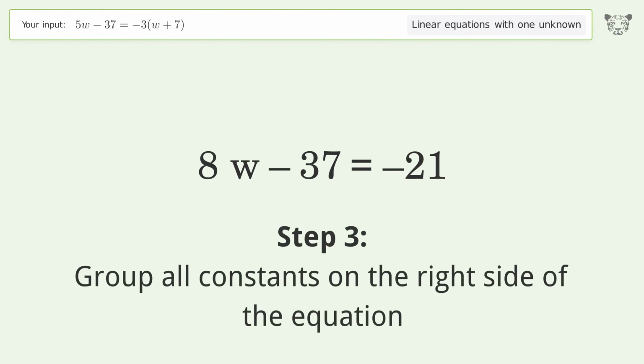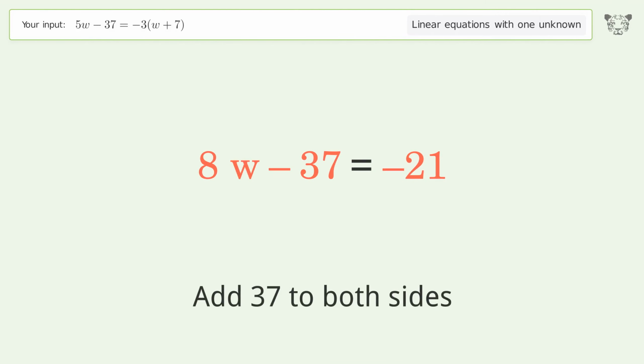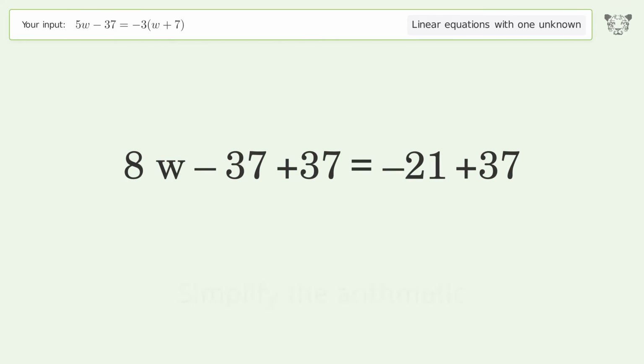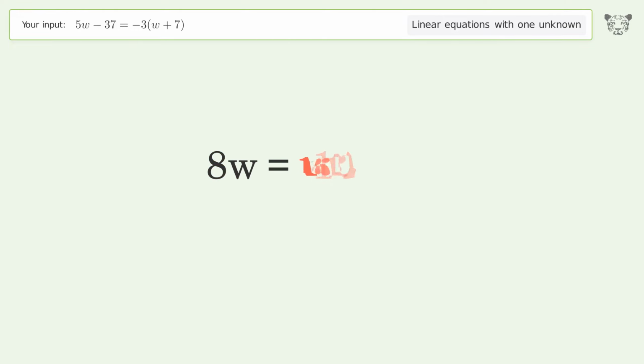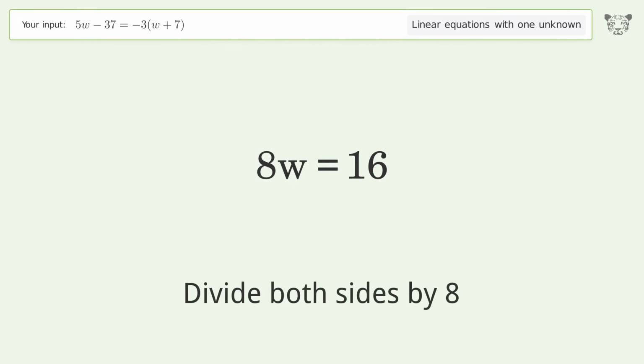Group all constants on the right side of the equation. Add 37 to both sides. Simplify the arithmetic. Isolate the w. Divide both sides by 8.